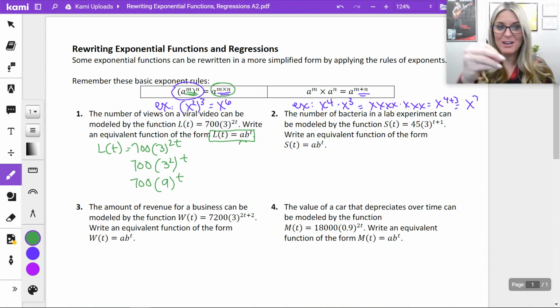Did I reach that goal of that equivalent form? I got an a, 700. I got a b, is 9, and only raised to the t. I got it. So that's all we're doing here, just using that exponent rule to rewrite, and we are finished.